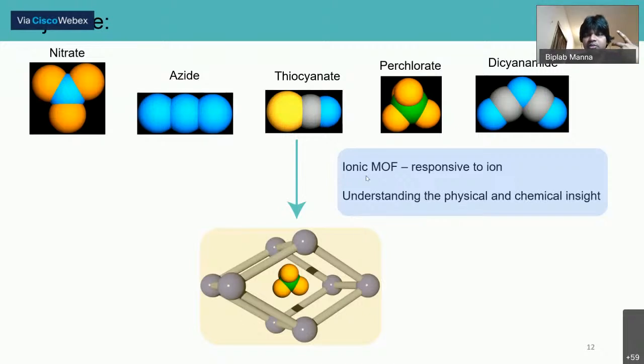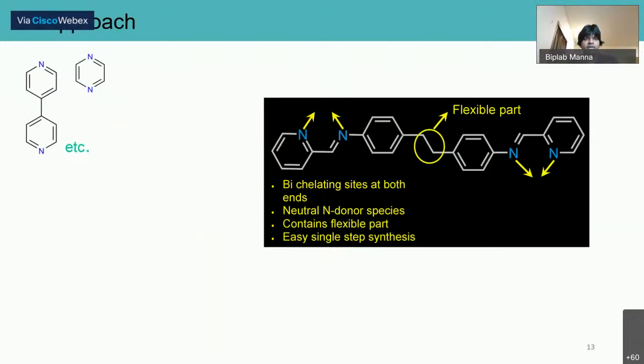That's why we call it responsive nature, responsive to the anion, and understanding the physical and chemical insight of this framework. When the anion goes into the framework, or you can replace the initial anion with another kind of anion. In the approach, as we remember from the initial slides, this kind of ligand can be used for making the cationic framework or cationic MOP.